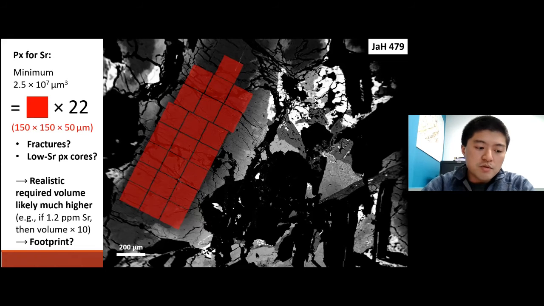Alternatively, if we were to drill only pyroxene cores to be on the safe side, then these have much lower strontium levels, and we'll need to find tens to hundreds more grains like the one shown here to create one pyroxene fraction for rubidium strontium analysis. So all this means a larger footprint across the sample.